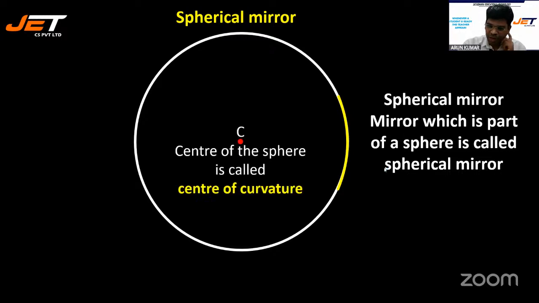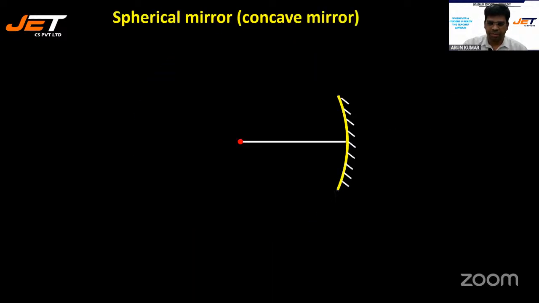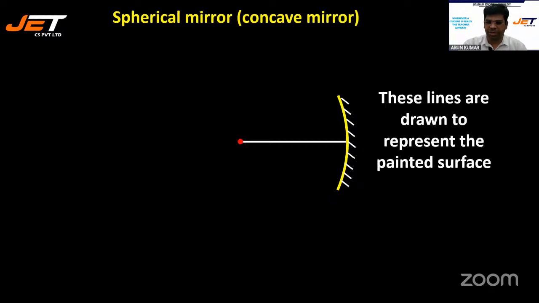The center of the sphere is called the center of curvature of the mirror. These shaded lines are drawn to represent the painted surface. So the left side is the reflective surface, the right side is the painted surface. So it's a concave mirror, students. So let's start with the concave mirror.